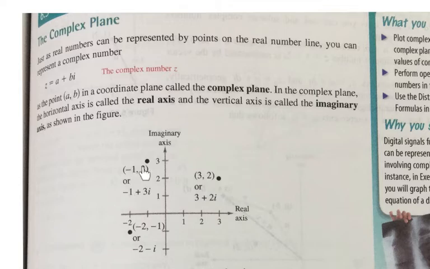Look at this one, (-1, 3). That means the real part is -1. The imaginary part is +3.